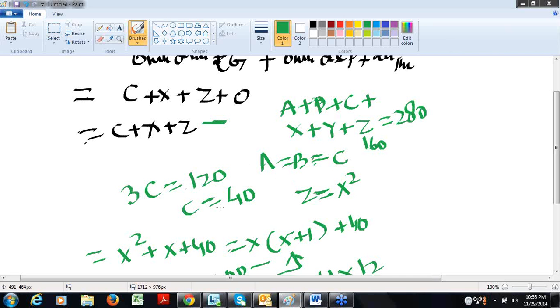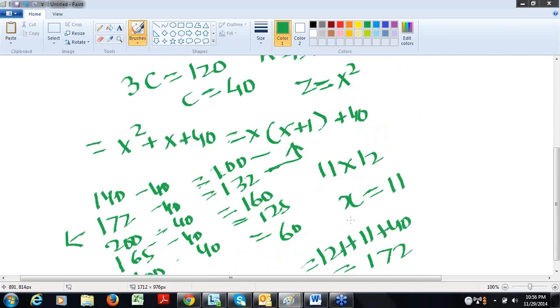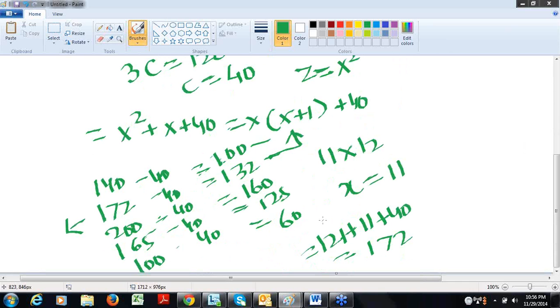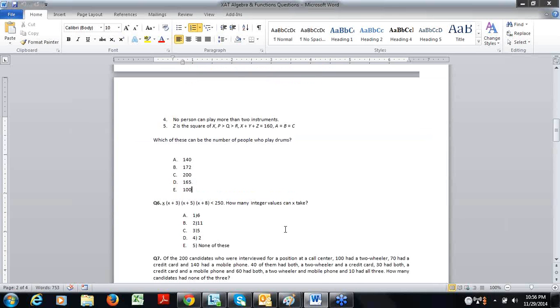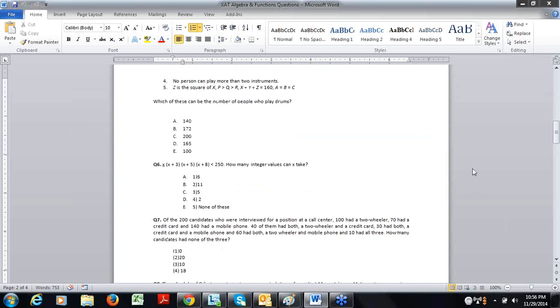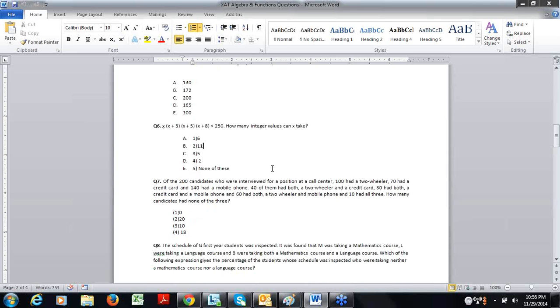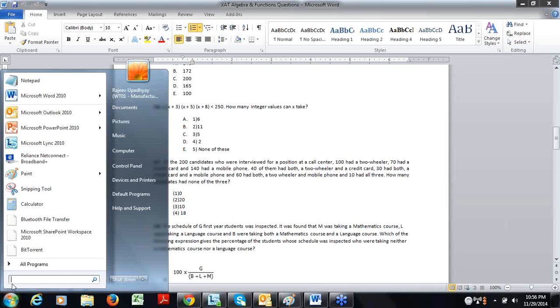Okay guys, I think everybody has got this. So let me move ahead to the next question, which is question number, I've lost the count. Question number 6. Now, how many integer values can x take? Okay, good.